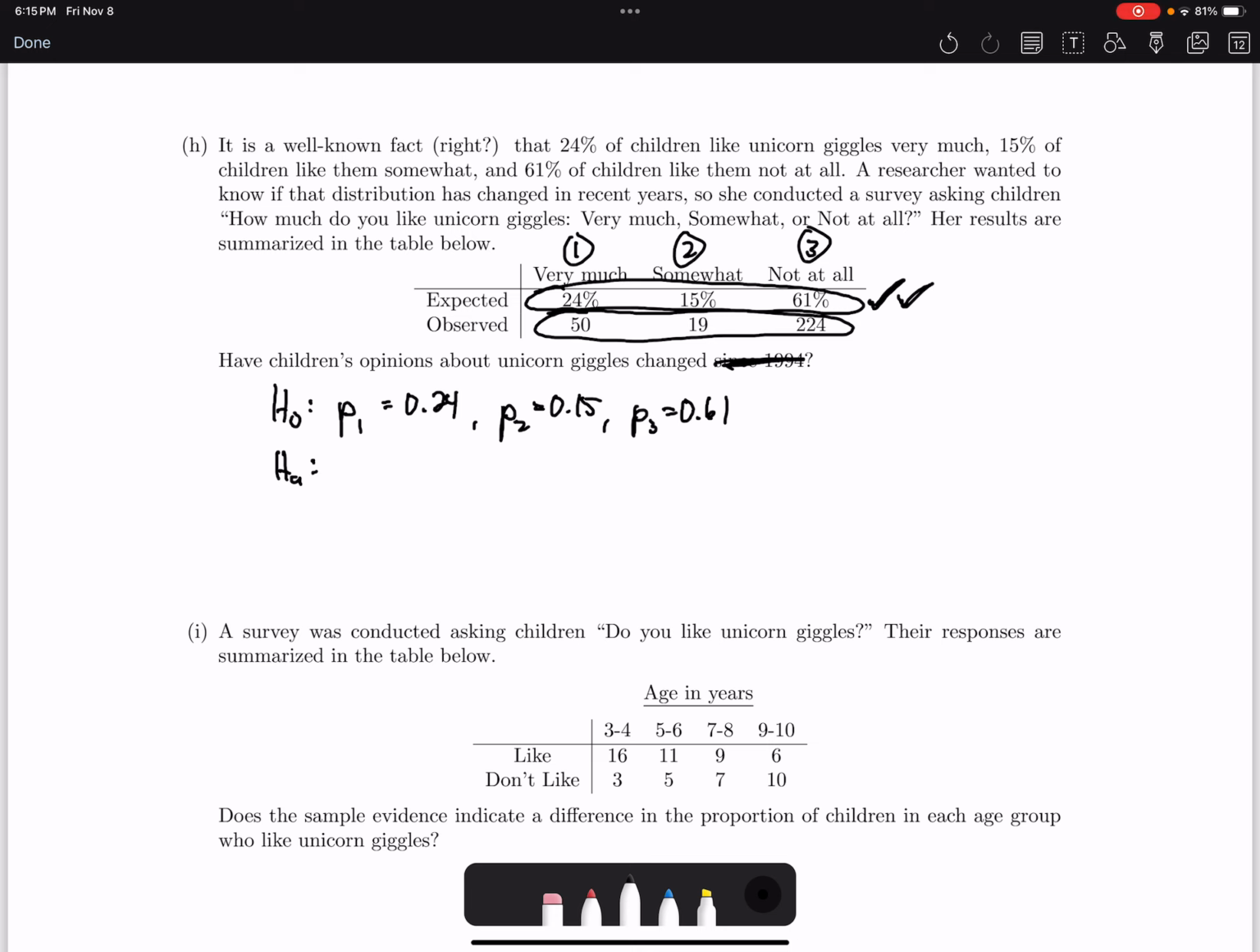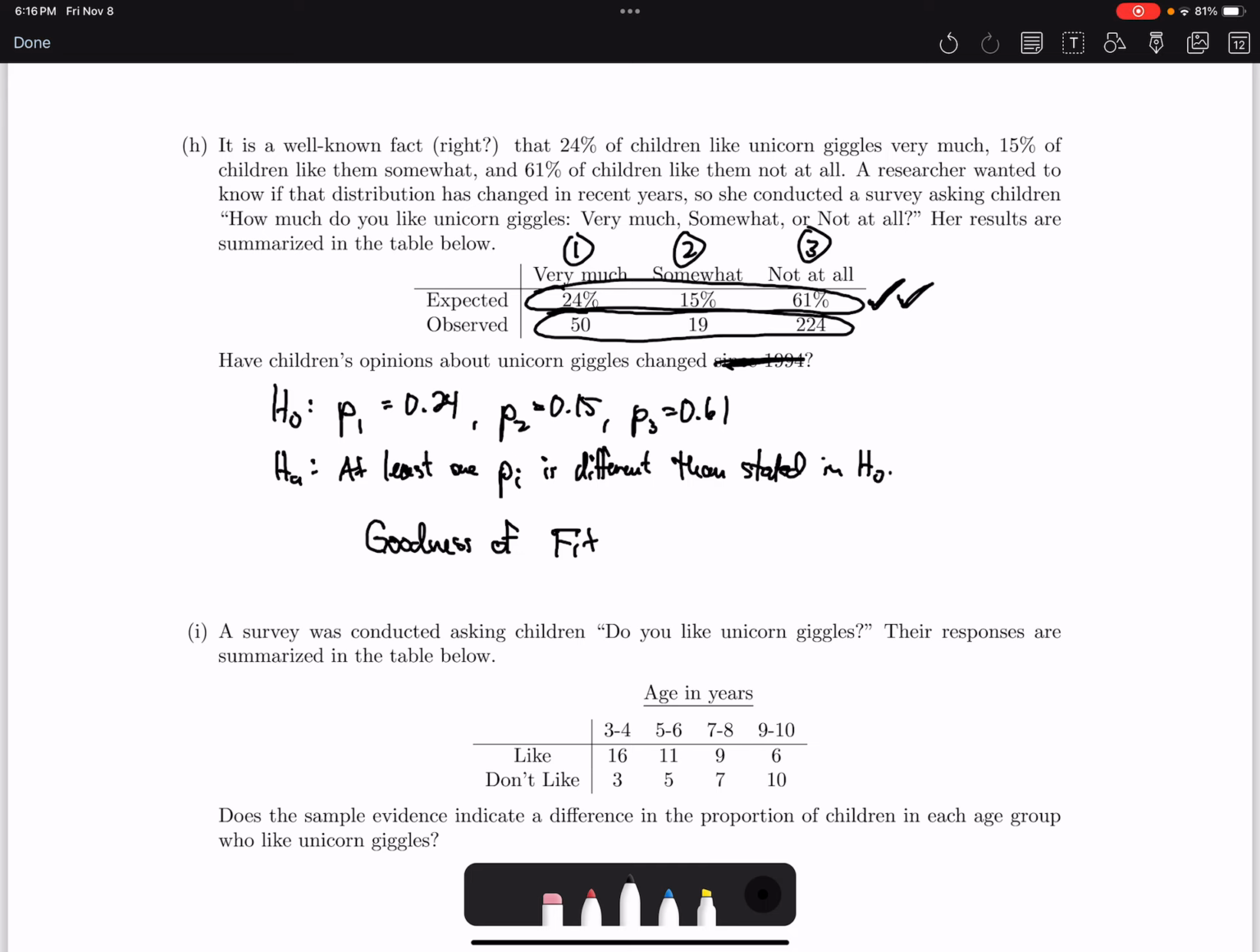The alternative is that at least one proportion is different than stated in the null hypothesis. Okay, and this is a goodness of fit test. So we will be running a goodness of fit.